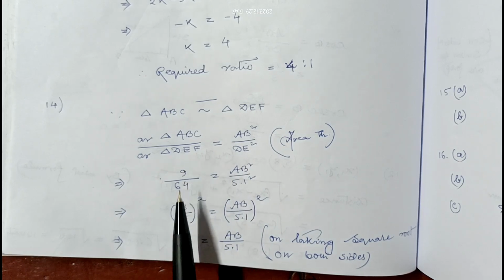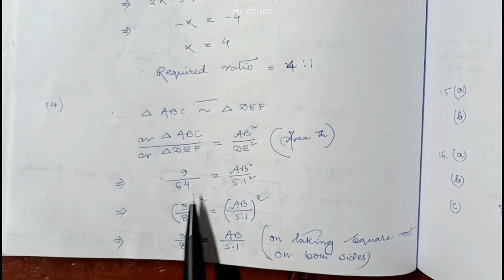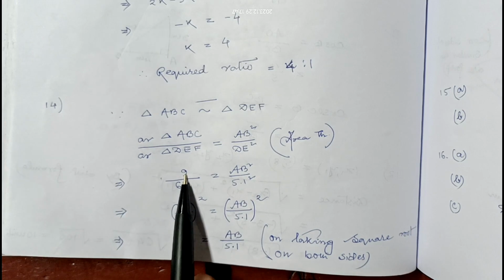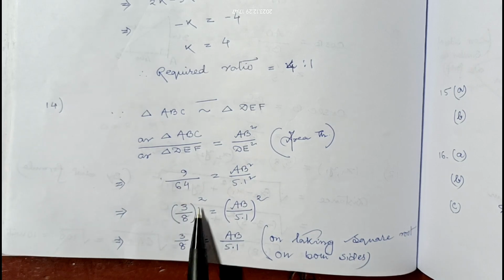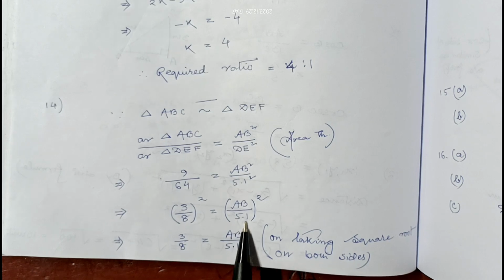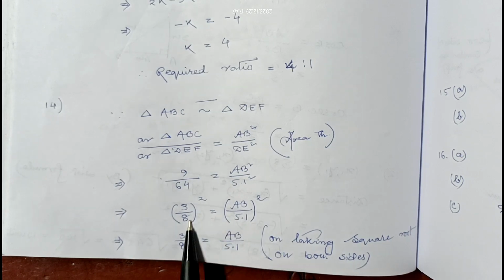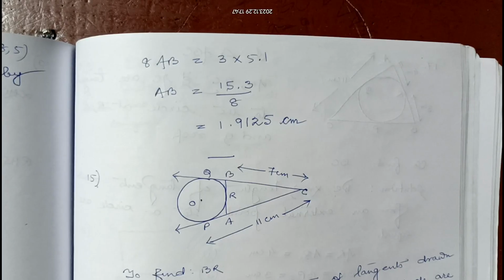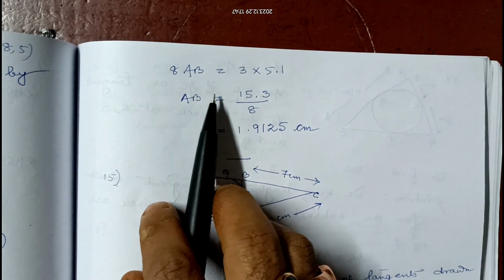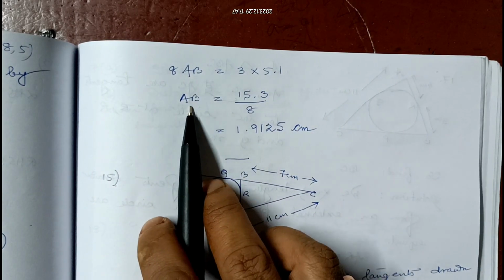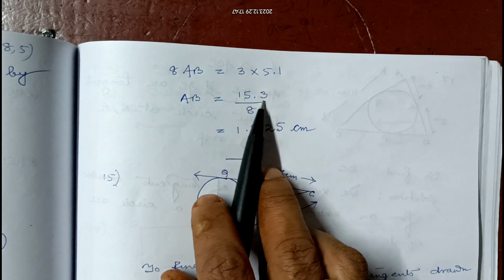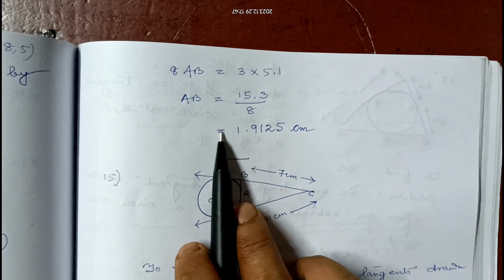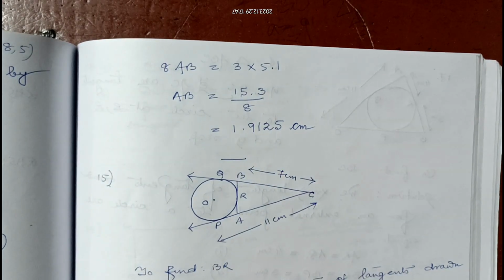Here it is given the area of triangle ABC is 9, DEF is 64, equals AB square by DE square, which is 5.1 whole square. 9 can be written as 3 square, 64 can be written as 8 square, equal to AB by 5.1 whole square. If I take the square root on both sides, it will be 3 by 8 equals AB by 5.1. If I cross multiply, it will be 8 AB equals 3 into 5.1. So AB equals 3 into 5.1, which gives 15.3 by 8. After dividing, it will give 1.9125. Therefore, the required length is 1.9125 centimeters.